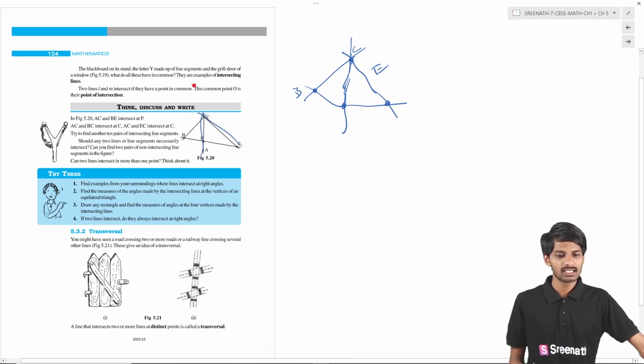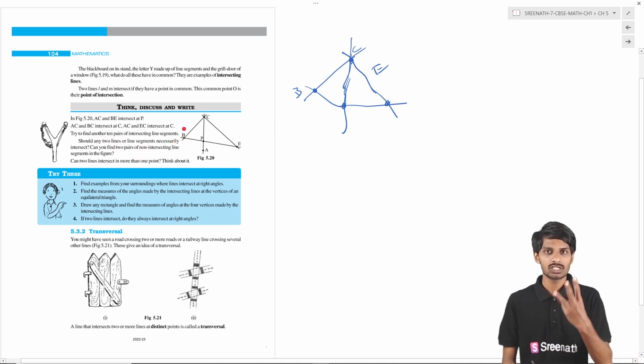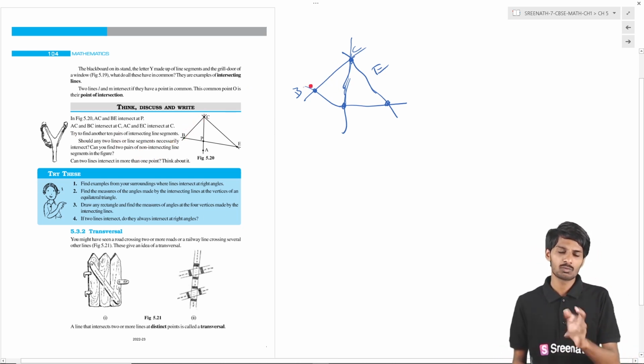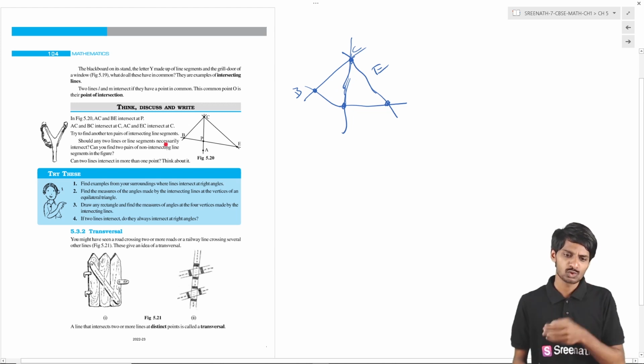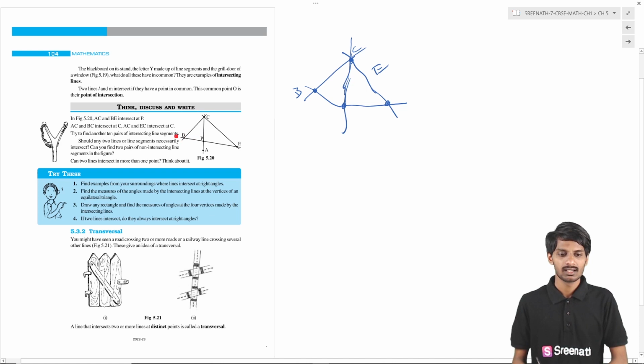AC and EC will intersect at C. So this is another intersecting point. So try to find out another 10 pairs of intersecting line segments. In this way, I have told you 3 pairs, and one more thing, 1 or 2 pairs also. In this way, try to find out the 10 pairs of intersecting lines, students, line segments.